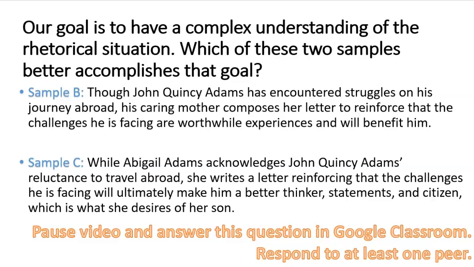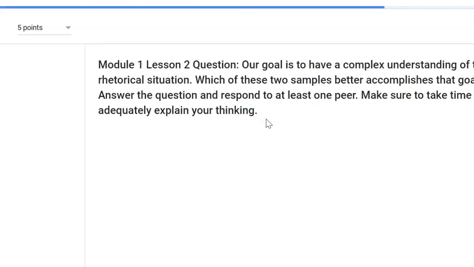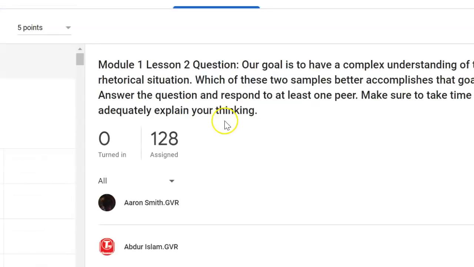After reading these two samples, you're going to pause the video, you're going to go to Google Classroom, and you're going to respond to at least one peer following this. So go ahead right now, read the two samples, pause the video, then you're going to go to Google Classroom, you're going to click on question, where you will see this, you're going to answer it, and then you'll be able to respond to a peer to say whether you agree or disagree.